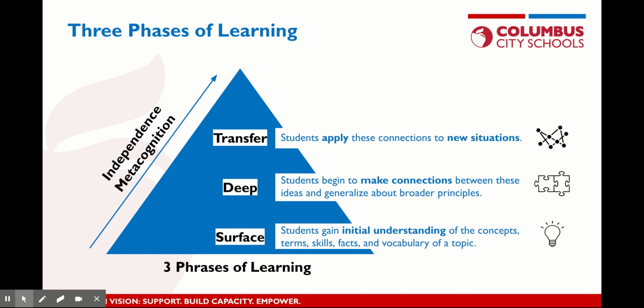And they make generalizations. That is, they think about broader principles that underlie the discipline that they're studying. And then finally, in the third phase, which is our focus for today, is transfer. And that's where students are able to apply the connections that they made at the deep level to new situations as they arise. You'll notice on the left what increases as students move from surface to deep to transfer. The level of independence and the level of metacognition both increase as students move from surface to deep to transfer.